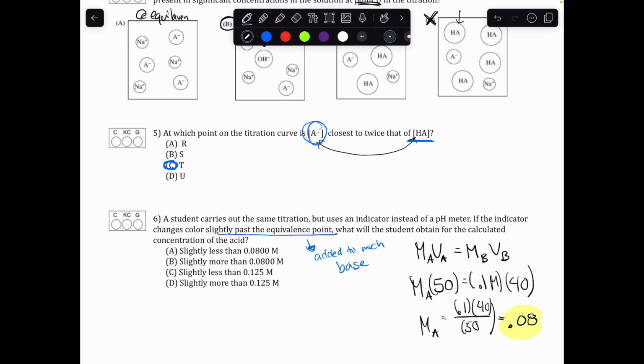And so since we added too much base, we would estimate too high a concentration. Because theoretically, right here, instead of 40, maybe it would have been like 42, which makes the top of the fraction bigger, then the whole thing would be bigger in the end.